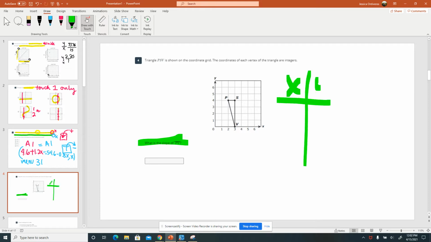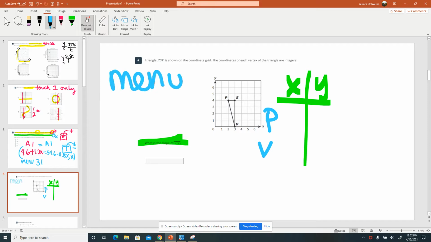For number 4, it's asking what is the slope of PV? You need to get your table, get the points for P, get the points for V, and then use menu 4 1 3.